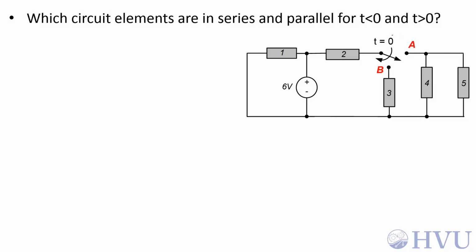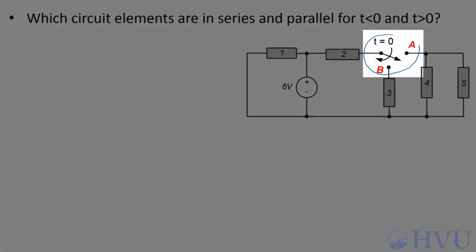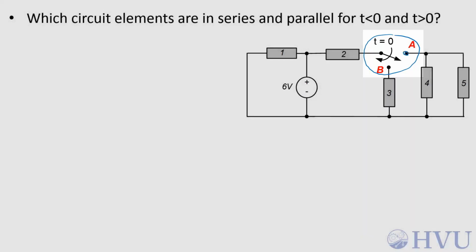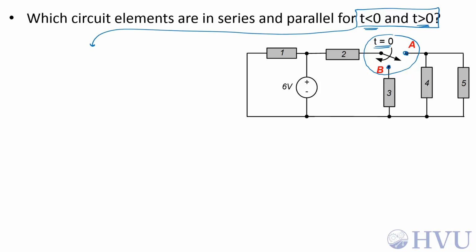In this problem, we have a switch that moves from position A to position B at time t equals 0. We want to identify which circuit elements are in series and parallel for both t less than 0 and t greater than 0. We have two different time periods, and the switch is in two different positions. This essentially means that we're going to be analyzing two different circuits. I find that it's usually best to treat them individually.